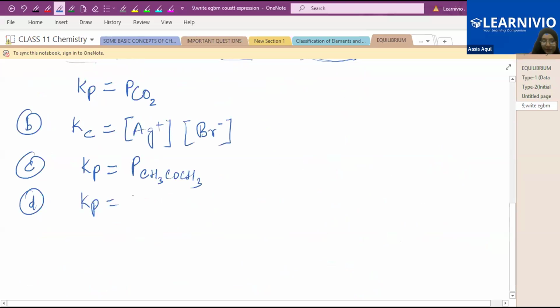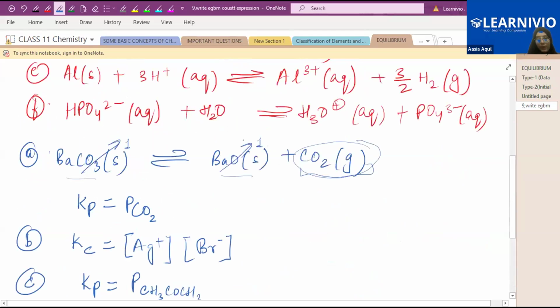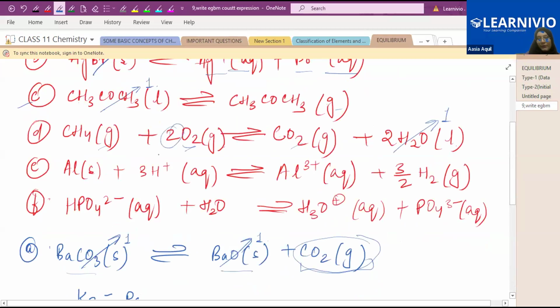And you will write the pressure of your carbon dioxide, which is the product side, upon the pressure of CH4 multiplied by the pressure of O2 raised to the power 2. You can check the equation. O2 raised to the power 2.